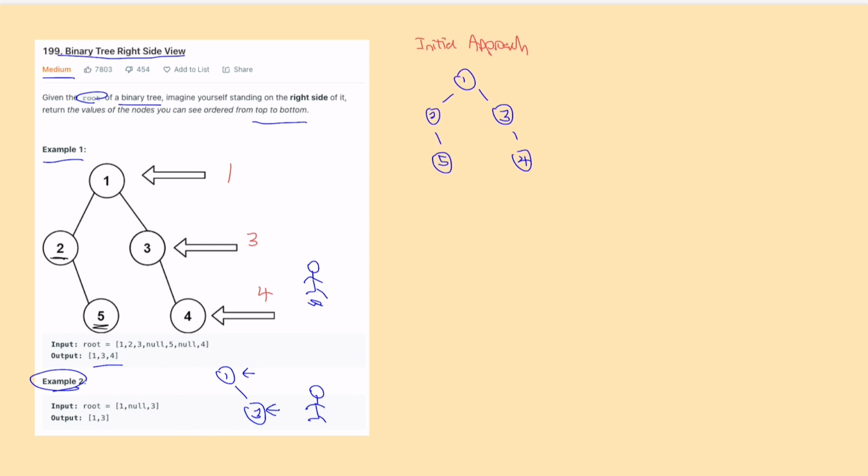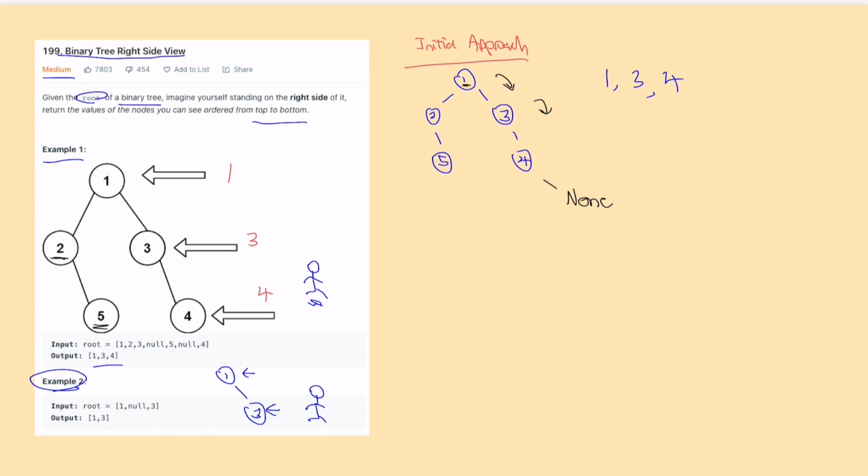Okay, so my initial intuition in handling this problem is that I'll simply be at the root and I'll keep recursing to the right until I reach a dead end, which means that at some point it will be a None on the right side of the tree. So basically I will get the 1, then I recurse to the right to get a 3, and I recurse to the right to get a 4.